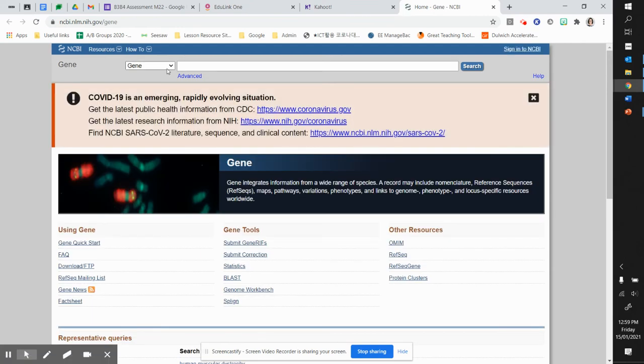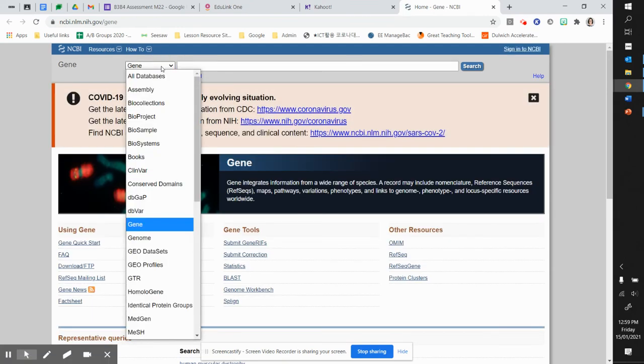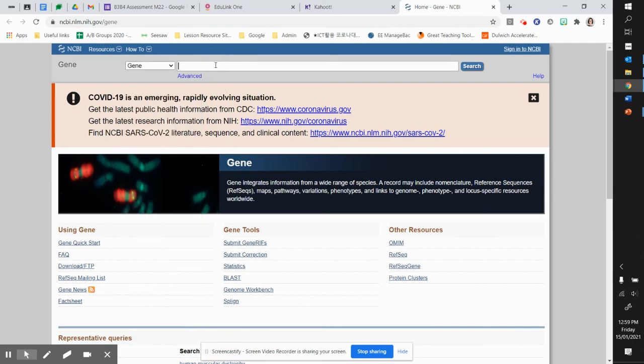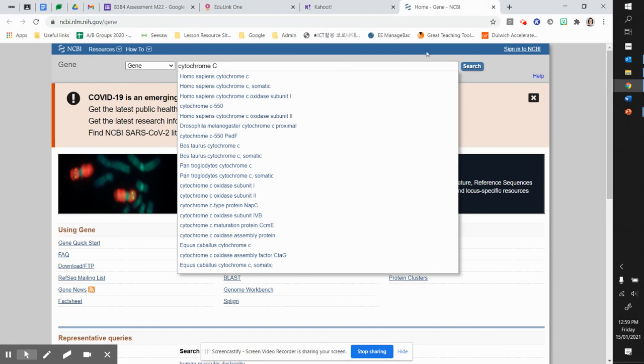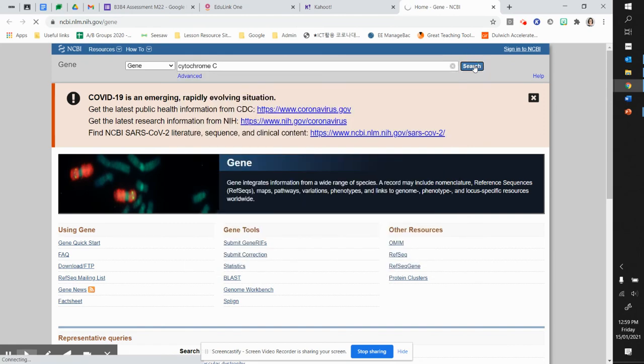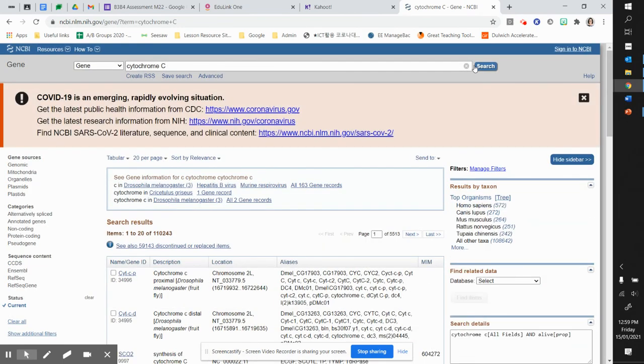Okay, and in the top, it says gene here. You can find out all kinds of stuff, but it could get a bit scary. So let's stick with gene, and you're going to type in the search box, cytochrome C. Oh, I spelt it wrong, so this is a bad start. Okay, now you'll get a list of loads and loads of cytochrome C genes.